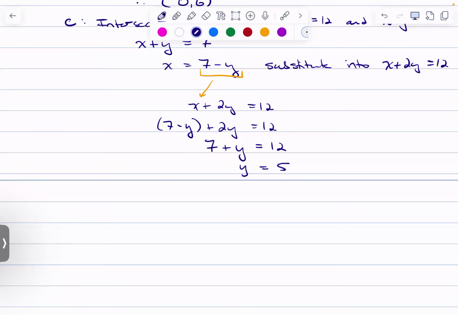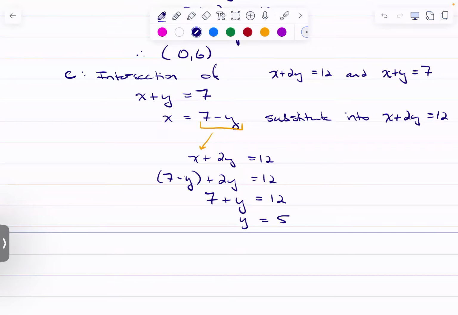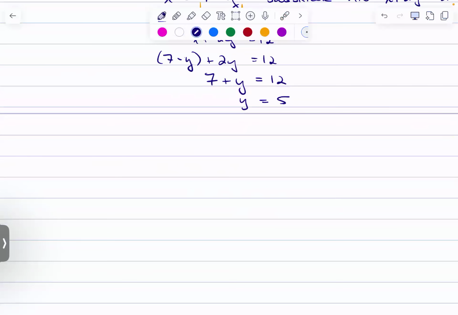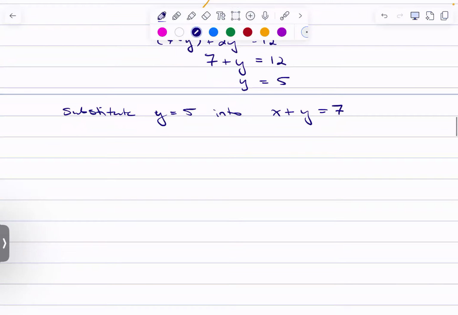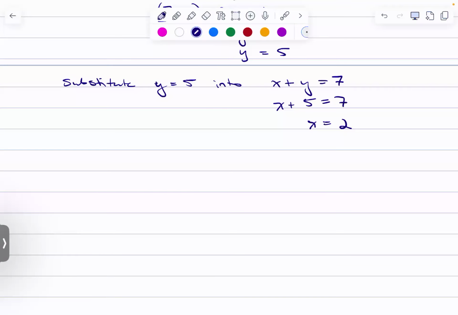So when y is 5, I'm going to cheat. I have x is 7 minus y. I know, I told you to put it into one of the originals, but it'll be the same. Fine, I'll do it properly. Substitute y equals 5 into x plus y is equal to 7. Cheeky. Then I get x plus 5 is equal to 7, so x must be 2. So therefore, the intersection is at 2, 5.